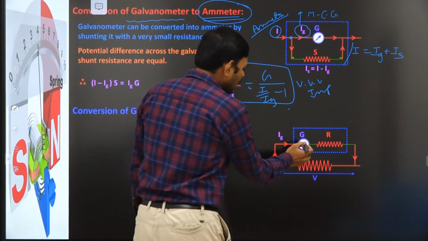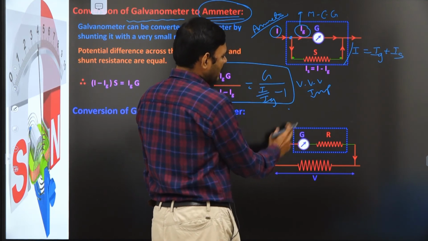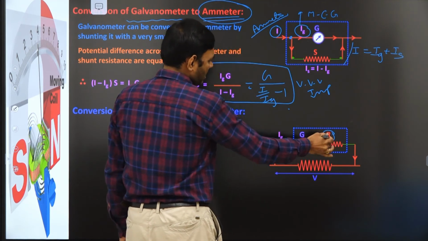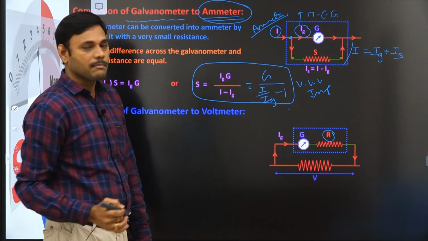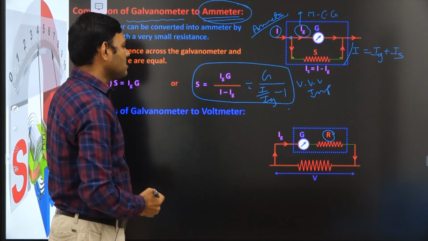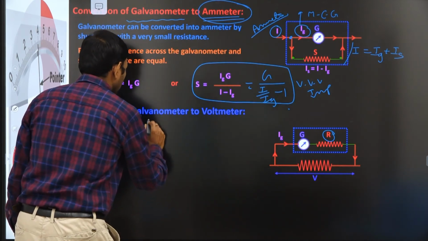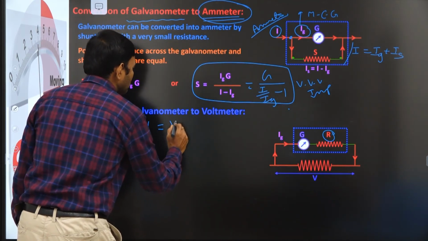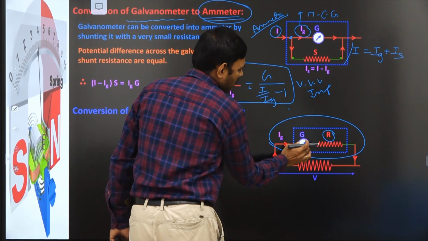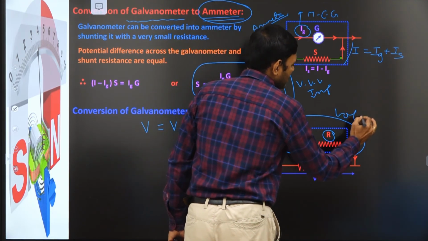So G is the galvanometer having resistance capital G. Iz is the maximum deflecting current in it. We connect a very high resistance R in series to the moving coil galvanometer so that we may convert it to a voltmeter. This total device is the voltmeter now. This one is the galvanometer. When we connect high resistance in series, it becomes the voltmeter.